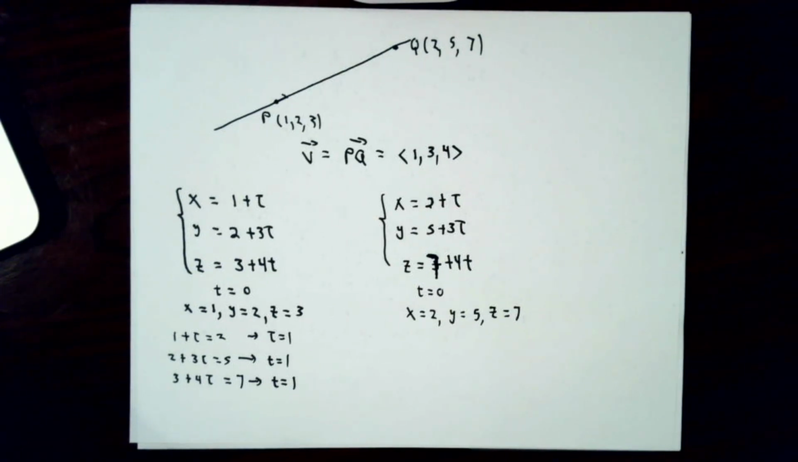Usually, such a thing is not going to have any solutions at all, but if you look at the first one, 1 plus t equals 2 says that t should be 1. 2 plus 3t equals 5 means that 3t should equal 3, and that says t is 1. 3 plus 4t is 7 says that 4t should be 4, t should be 1. By good luck, there is a t number that will work here.